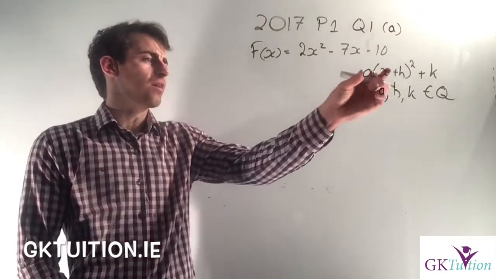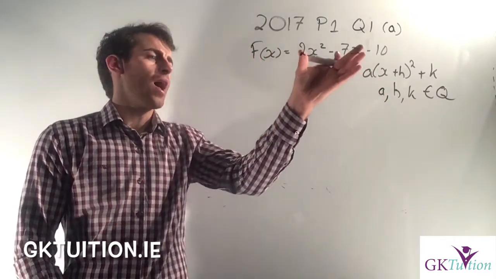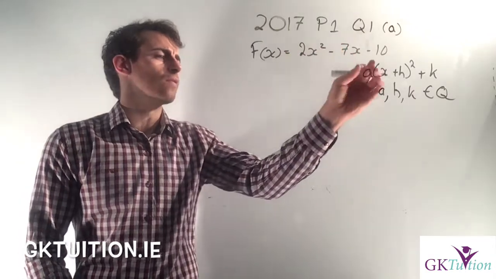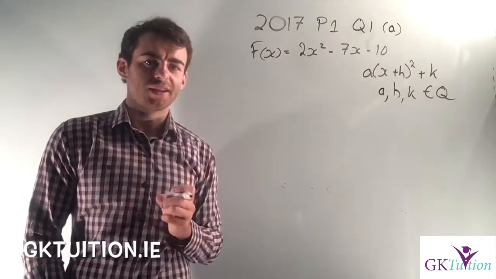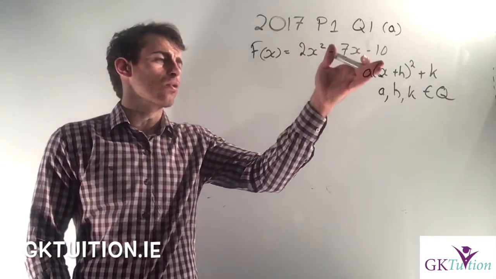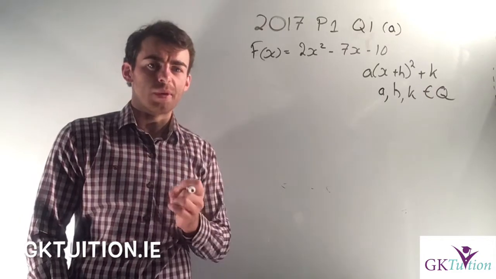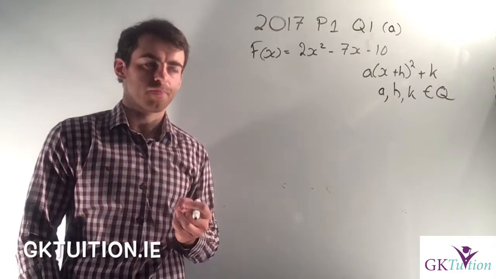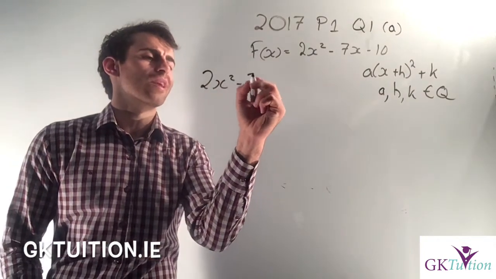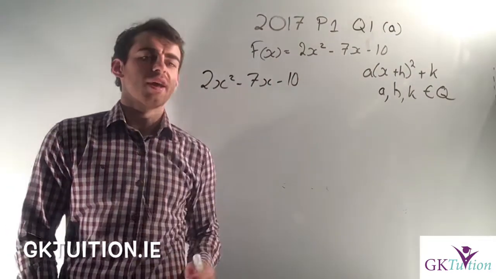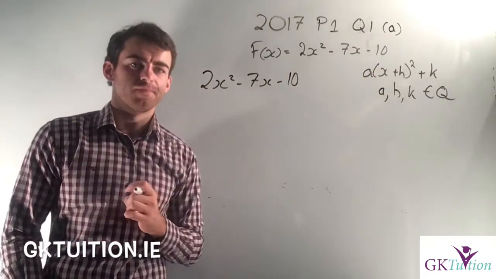So you should recognize that if I've been given a quadratic equation, and I've been asked to rewrite this function in the form of (x plus h) squared, that's my quadratic equation in vertex form. Or another way of looking at it is sometimes people refer to it as completing the square. So I have the quadratic 2x squared minus 7x minus 10, and I need to rewrite this in the form a times (x plus h) squared plus k.